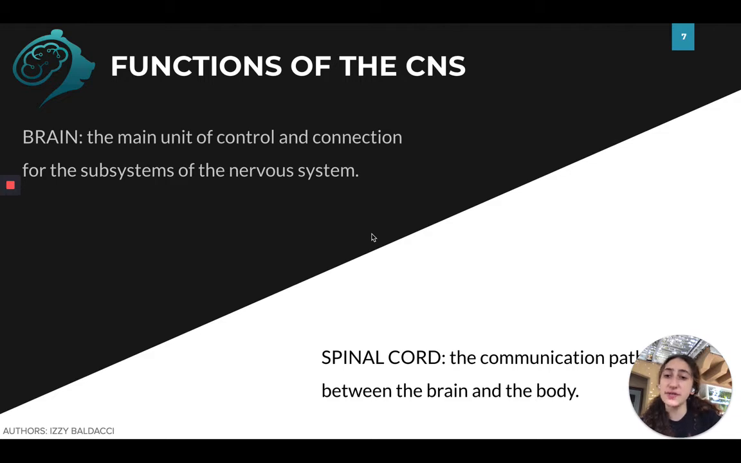As for functions of the nervous system, we can split this into two parts. So again, the central nervous system is mainly composed of the brain and the spinal cord. So the brain's function is the main unit of control and connection for the various subsystems of the nervous system. So again, it's really the headquarters for all of this nervous function. And then the spinal cord is that communication pathway between the brain and the body. It's relaying information bidirectionally.